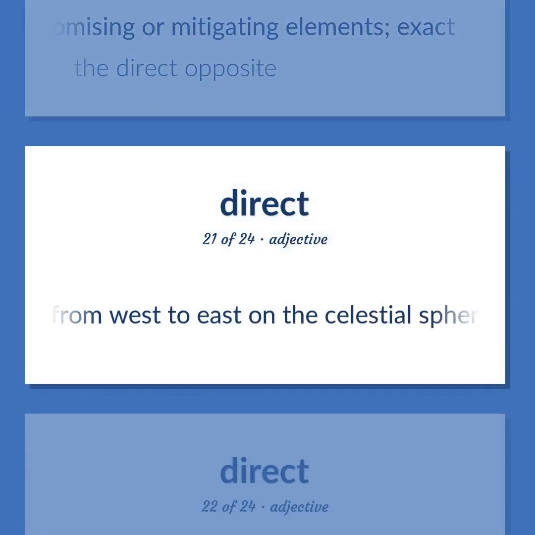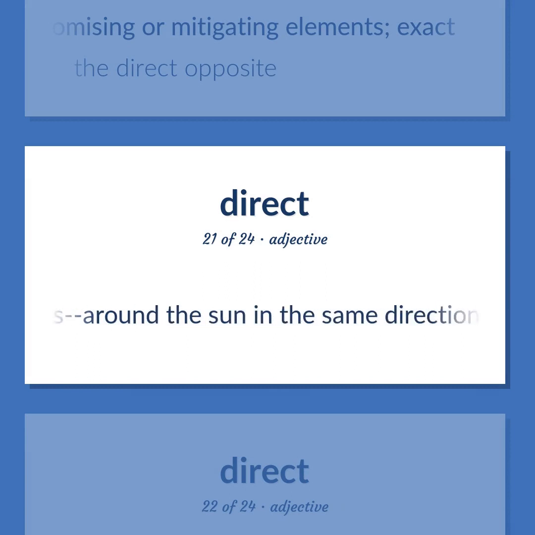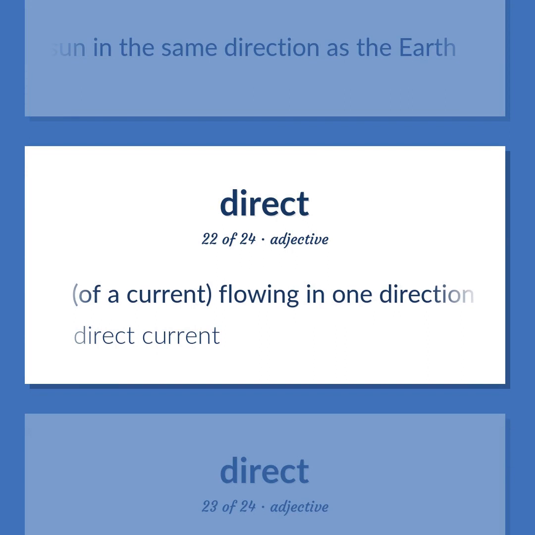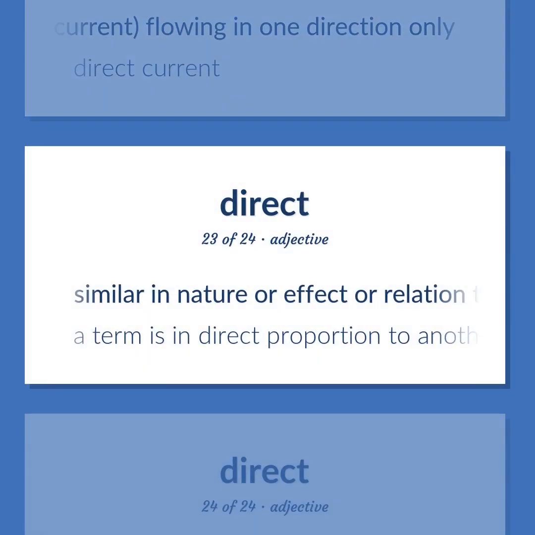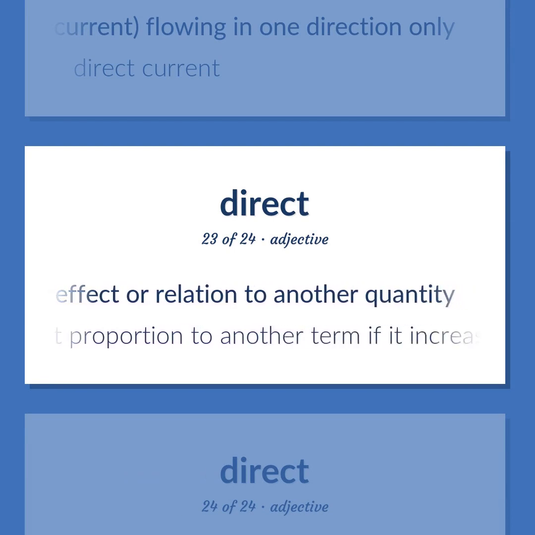Moving from west to east on the celestial sphere, or, for planets, around the sun in the same direction as the Earth. Of a current, flowing in one direction only. Direct current. Similar in nature or effect or relation to another quantity. A term is in direct proportion to another term if it increases, or decreases, as the other increases, or decreases.